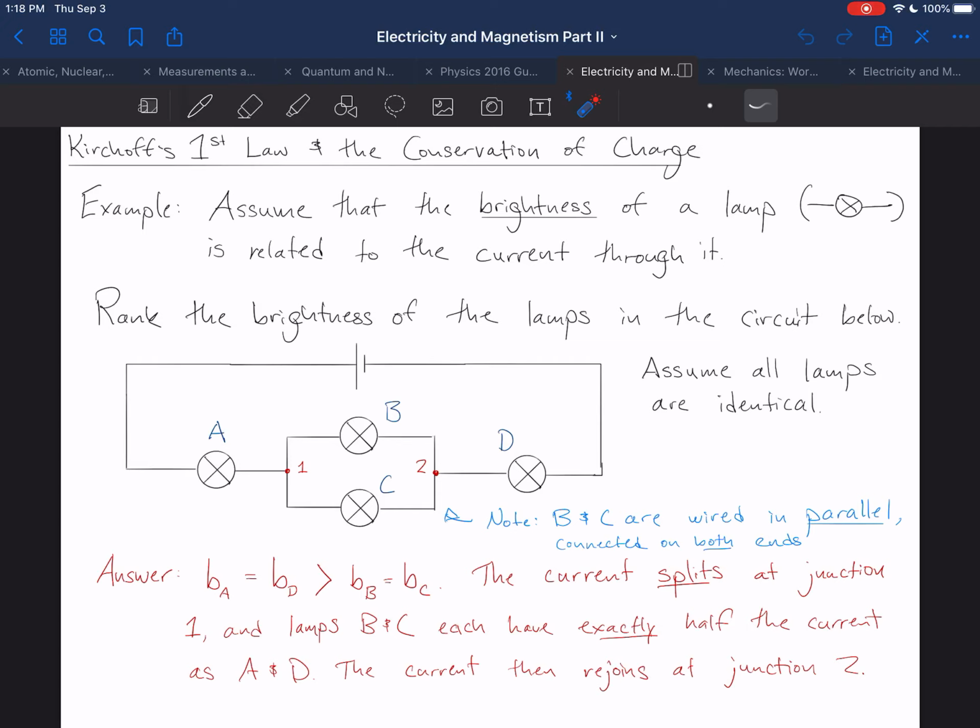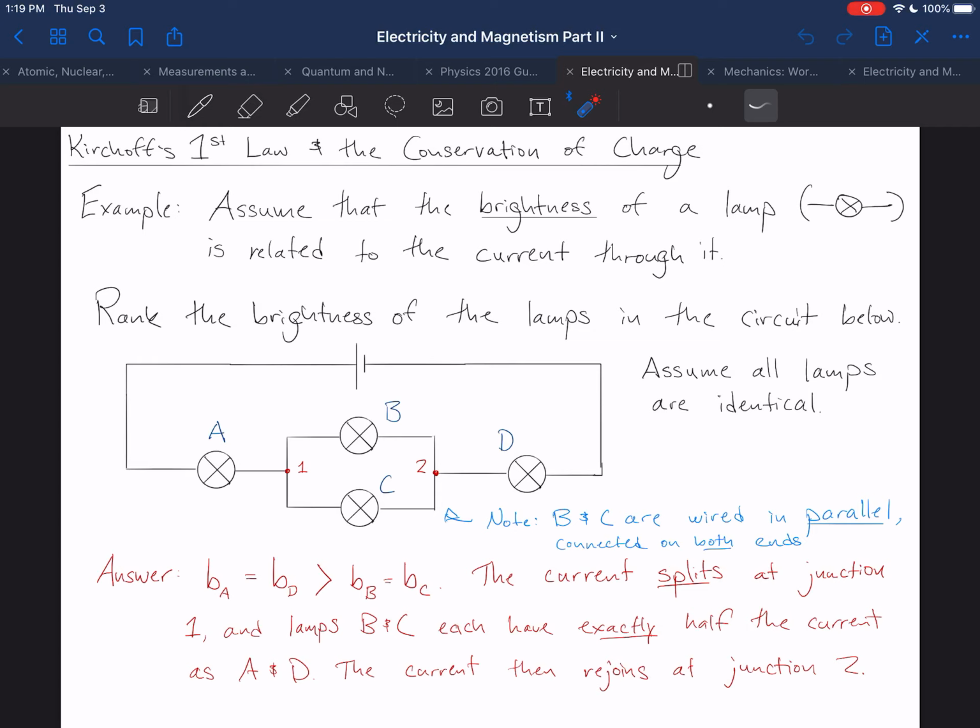Notice B and C are supposed to be identical, so in fact we can say the current through B and the current through C are also going to be the same. Therefore, we expect the brightness of A to be bigger than the brightness of B and the brightness of A to be bigger than the brightness of C, where the brightness of B and the brightness of C are equal to each other.